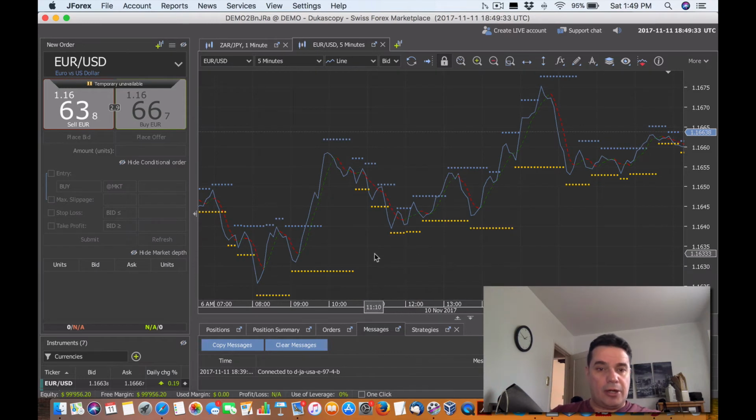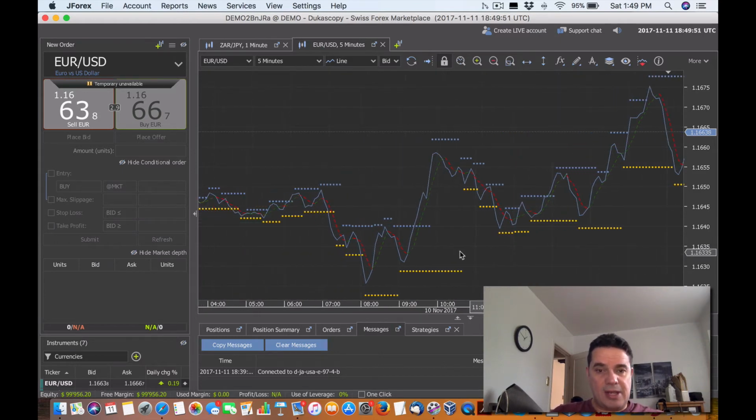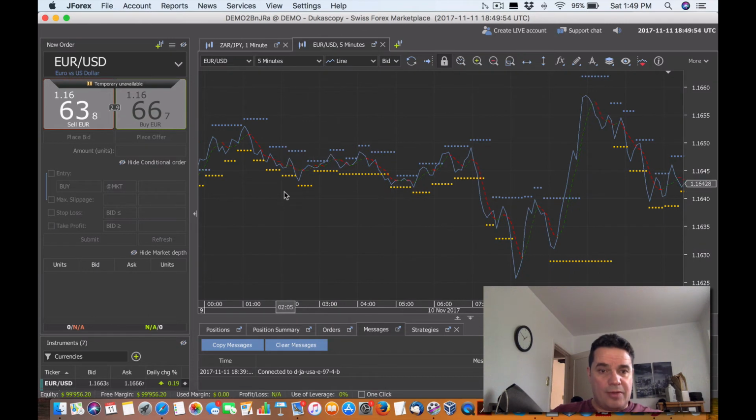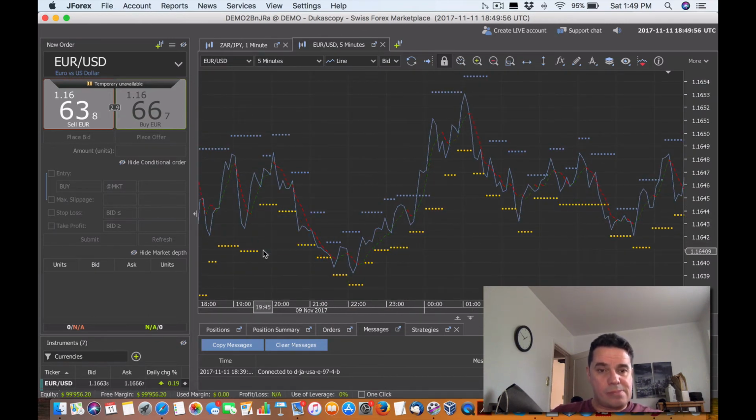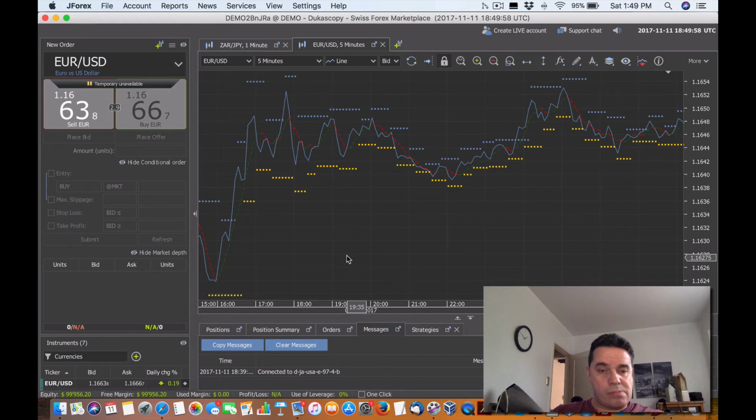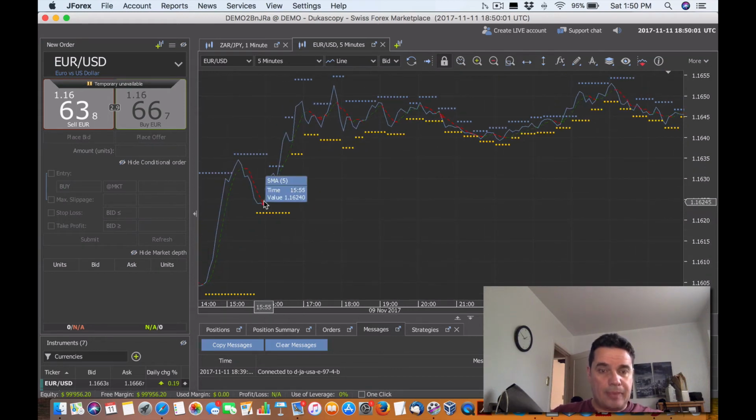So you can see here, with the support and resistance on a 5-minute chart, or an SMA set at 5, the question becomes, can I see any trends with this? Probably not. So right here, the SMA picks up the uptrend.